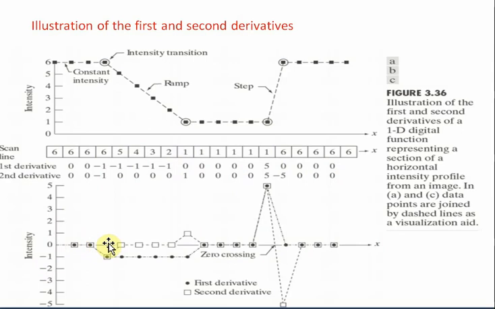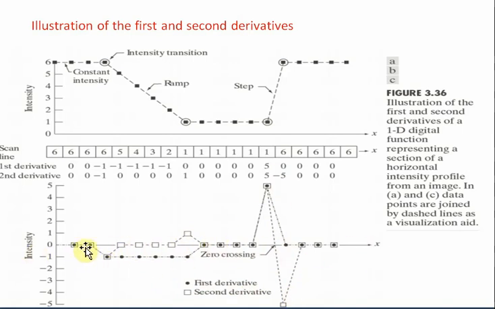So what is the first derivative of the 1D scan line of the image? See this: 0, 0, next minus 1, minus 1, minus 1. The black dots indicate the first order derivative, and the square boxes denote the second order derivative. Then 1, next, like this. Like this you can get the values.